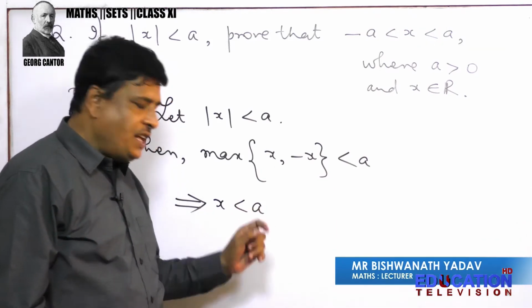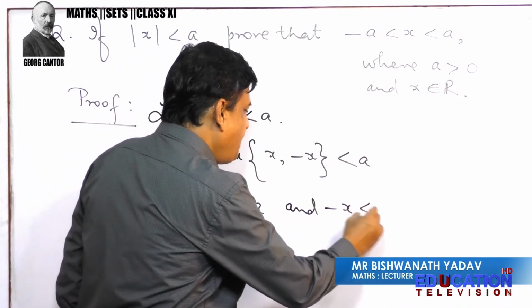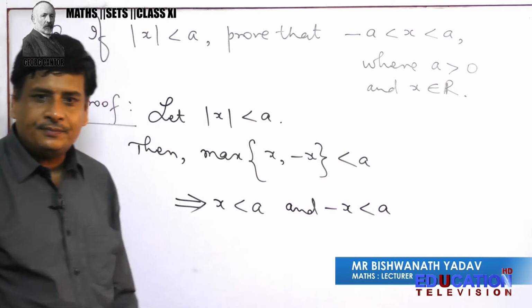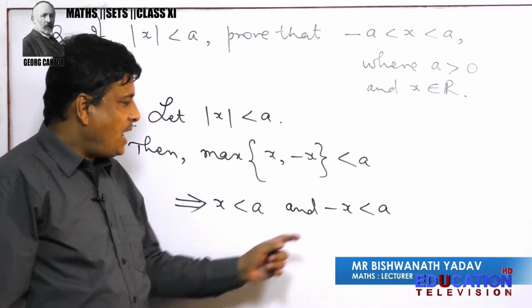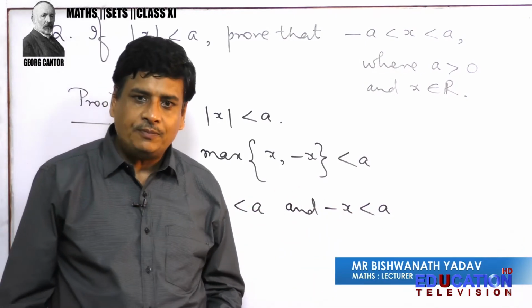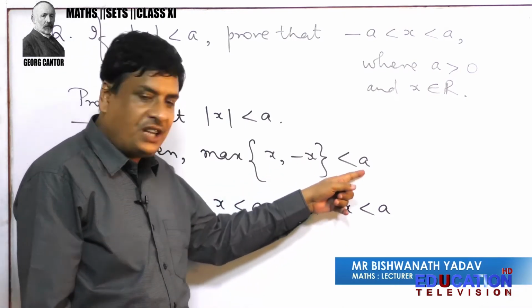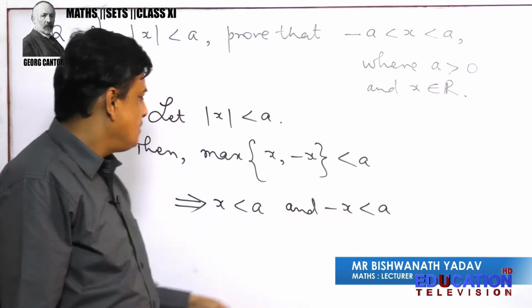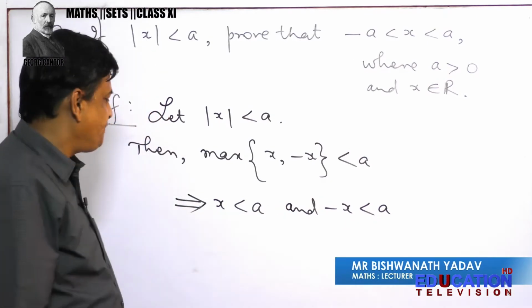Then a smaller one than this, minus x, is definitely less than a. If minus x is the greatest value and that is less than a, then the smaller value, x, is definitely less than a. So when the maximum value of the set containing these two elements is less than a, both x and minus x are less than a.